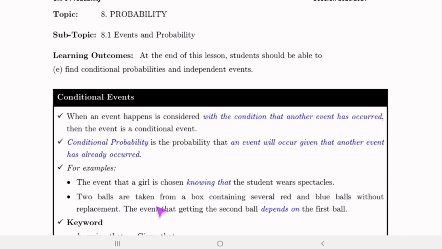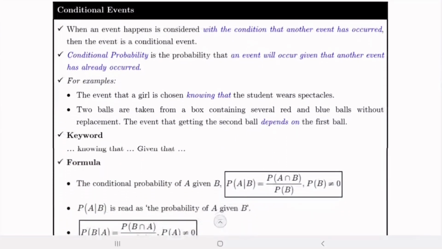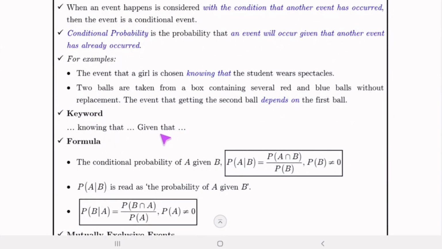2 balls are taken from a box containing several red and blue balls without replacement. The event of getting the second ball depends on the first ball. Keyword: knowing that, given that. This is the formula for the conditional probability of A given B. This is read as the probability of A given B.